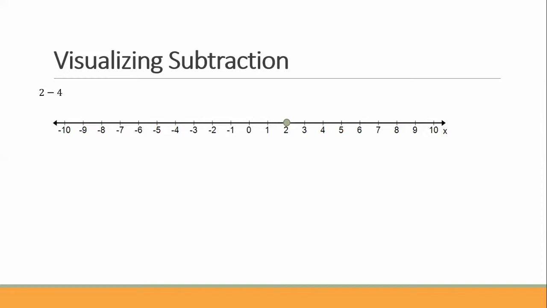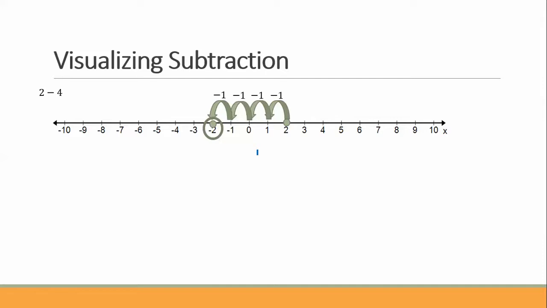The first thing we want to do is visualize subtraction in a couple different ways, just like we did with addition. We're going to start at 2, and we're taking away 4. So we're taking away 1. If we take away 1 from 2, we get positive 1. Take away 2, take away 3, take away 4. So we've taken away 4, and we ended with negative 2.